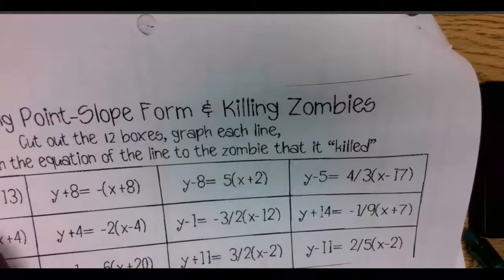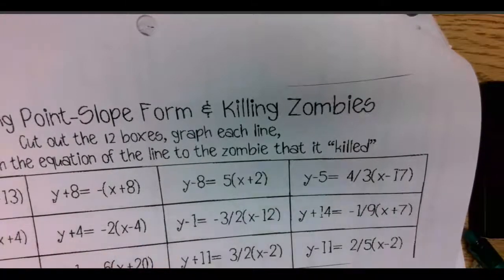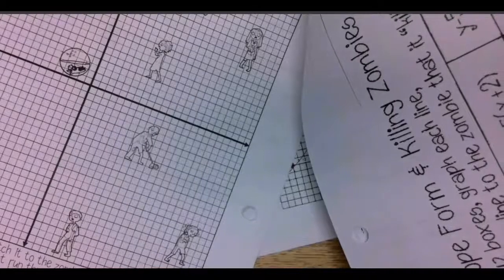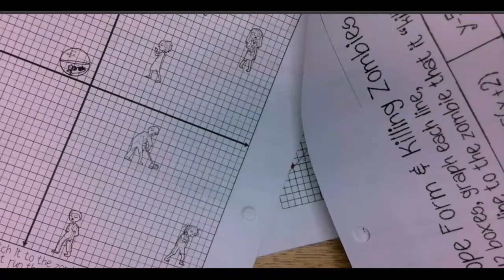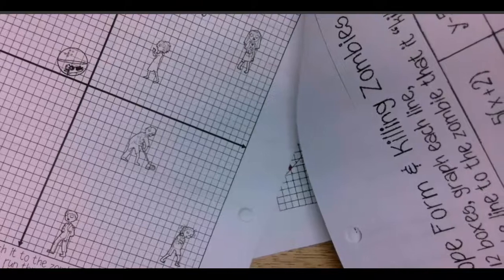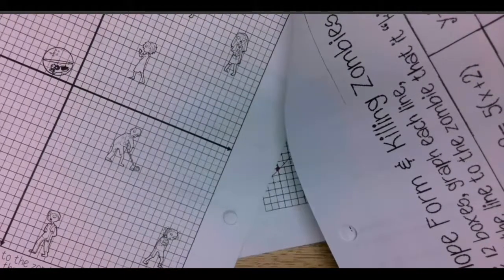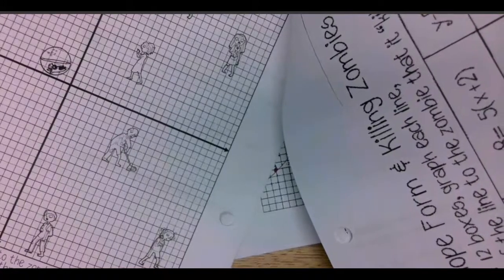Okay, so we're going to graph. You take these equations, and you graph, and you see which zombie you knock out, okay? Graph each line, match it to the zombie that it kills. To kill a zombie, the line must run through any part of its body. Any part. Wow, this is gruesome. Anyway, each line should only kill one zombie. If you kill more than one, you are not precise enough. So this is going to be where you want a straight edge. So that's kind of fun.